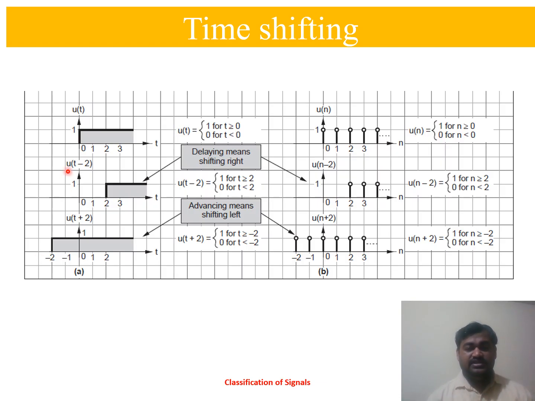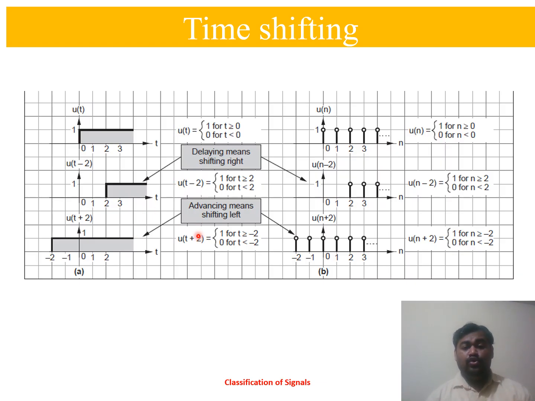Here consider that this is u(t). u(t) equal to 1 for t greater than 0, 0 for t less than 0. This is a standard signal. Next one, I am going to find u(t minus 2), which means delay the signal by 2 units. Here the signal is starting at 0. If you delay by 1 unit, the signal should start at 1. If you delay the signal by 2 units, the signal should start at 2. So u(t minus 2) means a 2 unit delay of the original signal.